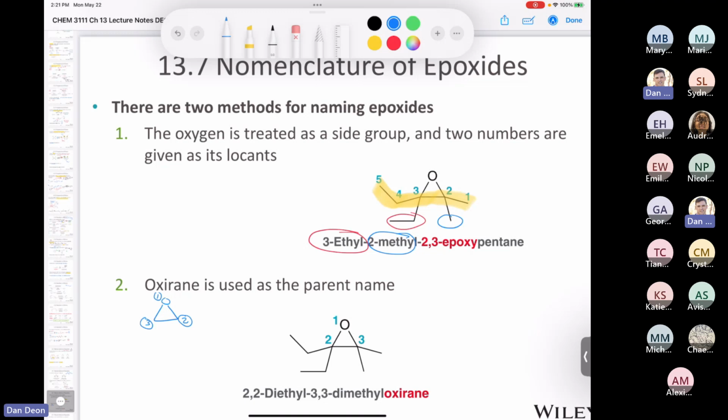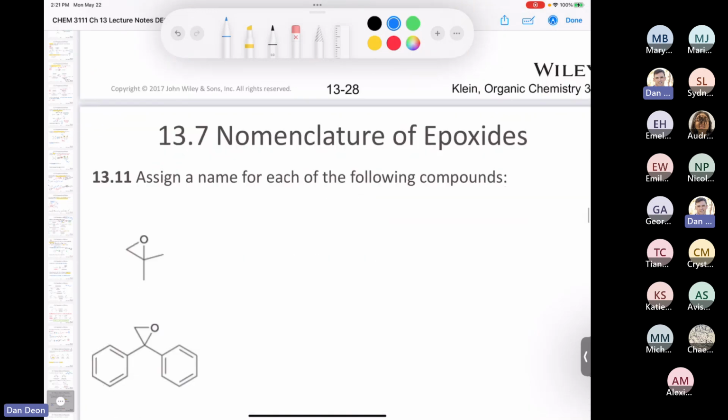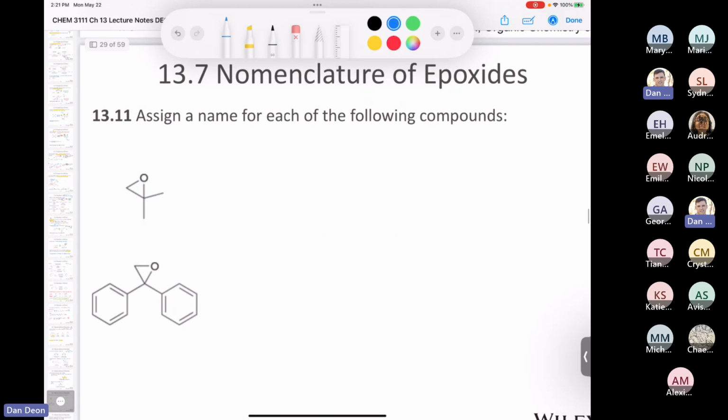So much so that when I first started teaching this class, my boss, he teaches this class as well. And I asked him, do I have to teach them both ways? And he wrote me back, yep, you do. So without further ado, let's see if we can name both of these compounds using both the oxirane method and the epoxy method. We'll start with the oxirane method.